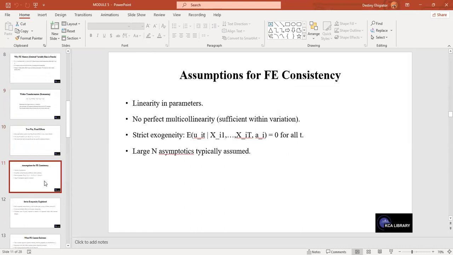Let's look at some of the assumptions for FE consistency. There is linearity in parameters. There is no perfect multicollinearity. There is sufficient within variation. Then there's strict exogeneity. Then there's large N asymptotics, typically assumed.